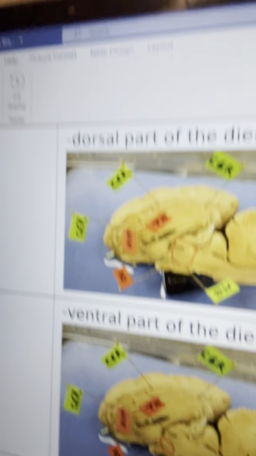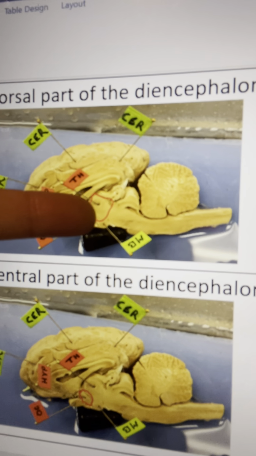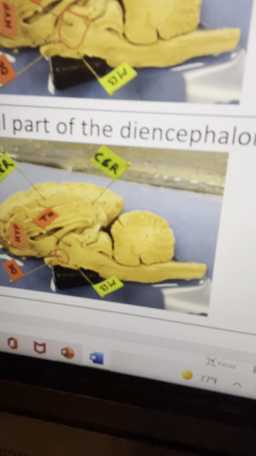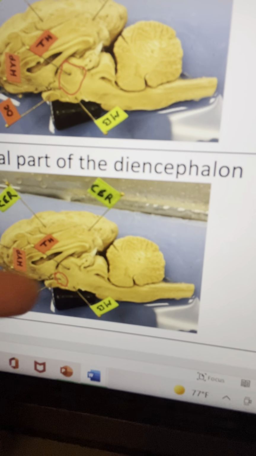And then we have the thalamus, which is the dorsal part of the diencephalon. So it's this right here. And then we have the hypothalamus just below that, which is right there. Which the hypothalamus means the ventral part of the diencephalon. So that's all we learned in lab today over Zoom. But yeah, short and sweet. Those are just some parts of the brain.